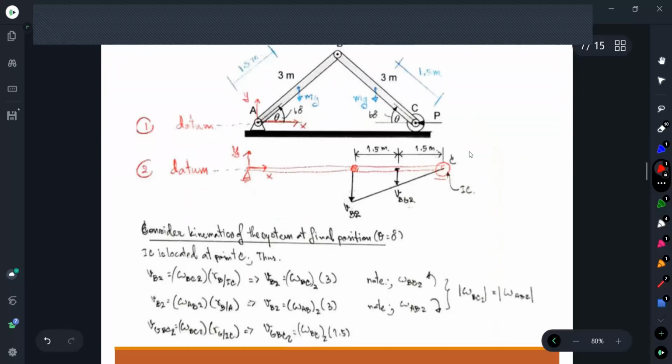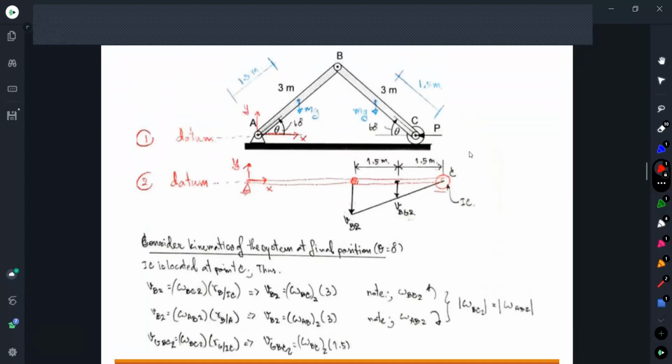According to this, we may consider the kinematics first. For the case when theta is equal to 0 degrees, that is the final position, we find that IC is located at point C. So it means that VB2 is equal to omega BC times RB sub IC. And we can determine VB2 also from the member AB instead.